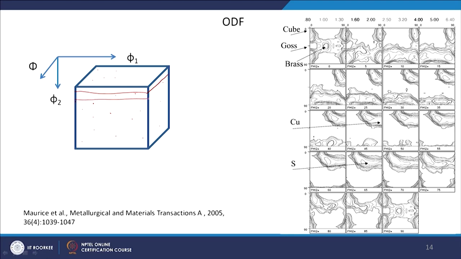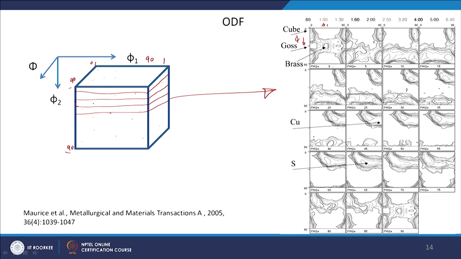So what we will do is take slices from this three dimensional space, let's say at 5 degree. In the slices, whichever orientations fall on that will be shown here. So you can see that this is 0 to 90 phi 1, then this is 0 to 90 capital phi, and phi 2 is taken at different intervals: 0 degree, 5 degree, 10 degree, 15 degree, 20 and up to 90. So 0 to 90, 0 to 90, and then the slices of phi 2 at 5 degree and so on.